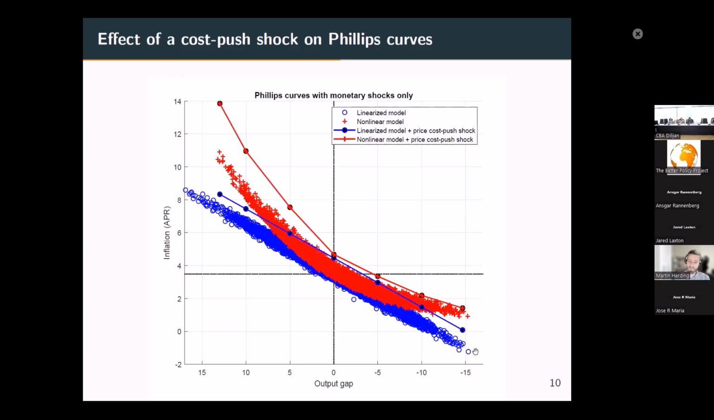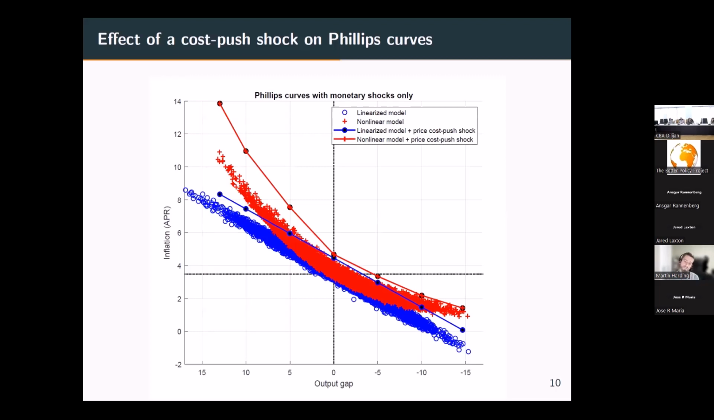So you see in the blue dots, this line going through these blue dots, that in the linearized model, the shift is in parallel outward. And this shouldn't come as a surprise, because we know that in the linearized model, a cost push shock will propagate by the same magnitude, irrespective of the state of the economy. Okay, so we should have known that already.